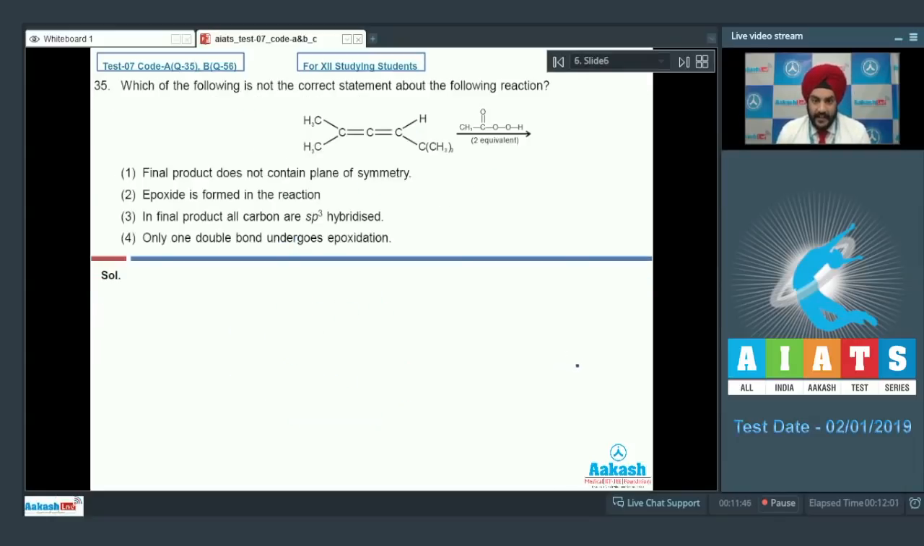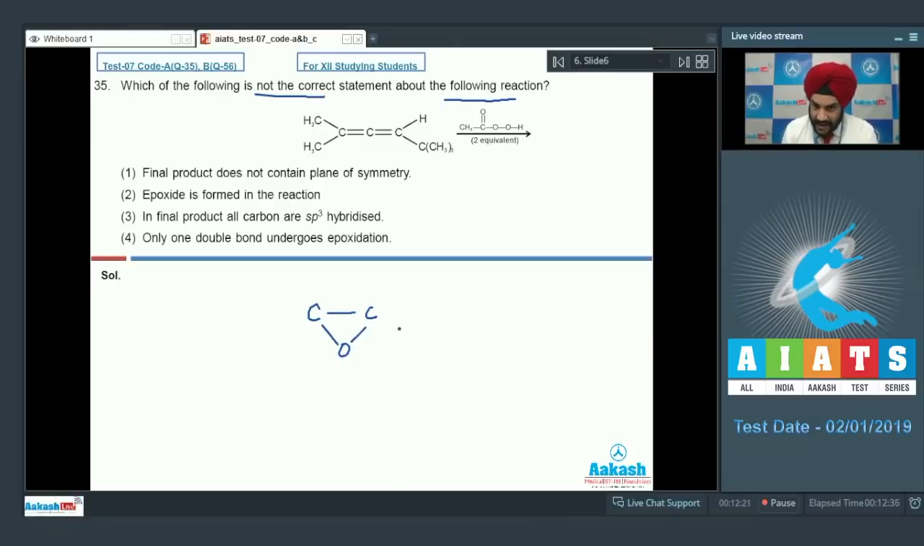Question number 35. Which of the following is not the correct statement about the following reaction? So the examiner seems to be interested in talking about the incorrect statement. So if we try and figure out the product which will be formed. So we have an allene which is allowed to react with 2 moles of peroxyacetic acid. So this peroxyacetic acid is going to form an epoxide at both of these alkenes. So if we try and draw the structure, so we're going to have the formation of epoxides.